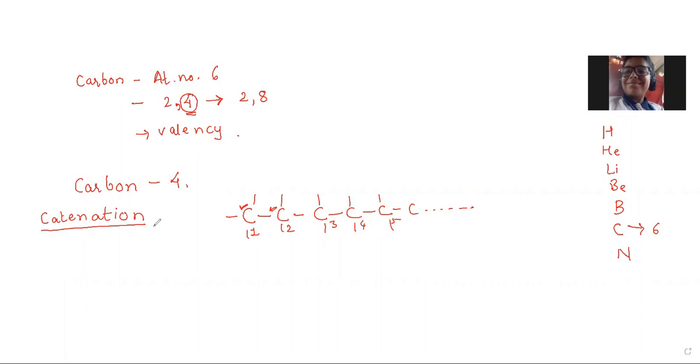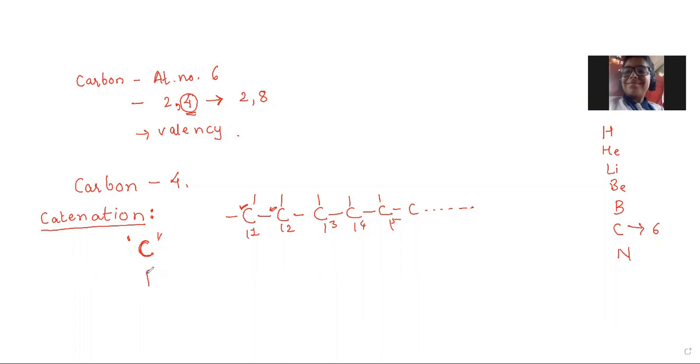So this unique property is present to a significant extent in the carbon atom only, the carbon element only. This is called catenation. So we have defined catenation. Then comes the question: does any other element in the periodic table have this property?